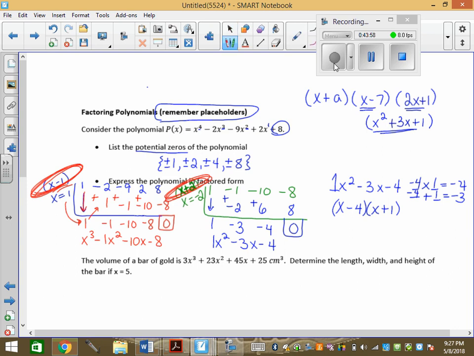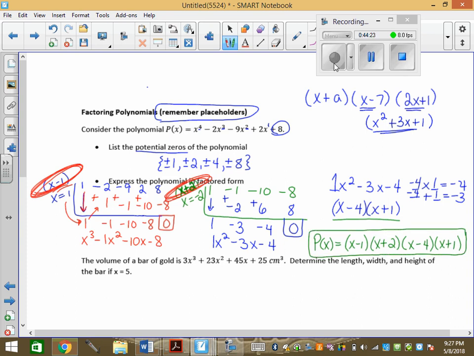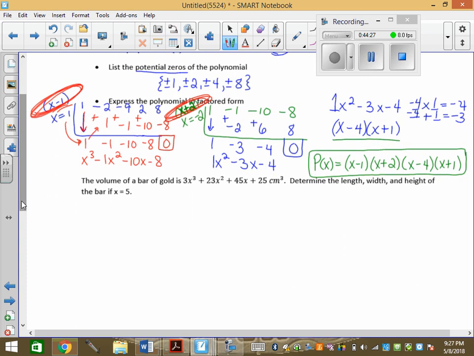So these are not just my factors. Some people list these and say, I'm done. But remember, you have 2 other ones that I have in red circled. So actually, this polynomial, if I want to write it in factored form, is p of x equals x minus 1, x plus 2, x minus 4, and x plus 1. And I'm done. It didn't tell me to solve. I do not want x equals something. That's solving. I didn't ask you to solve.